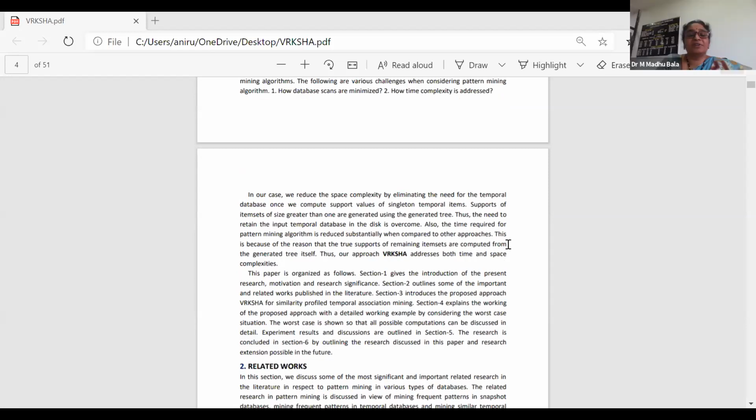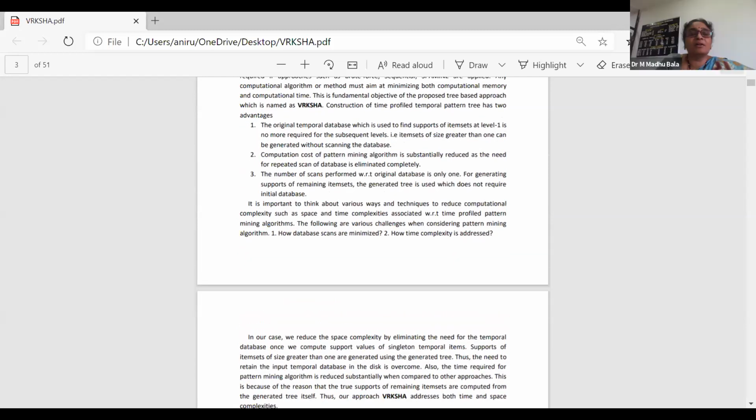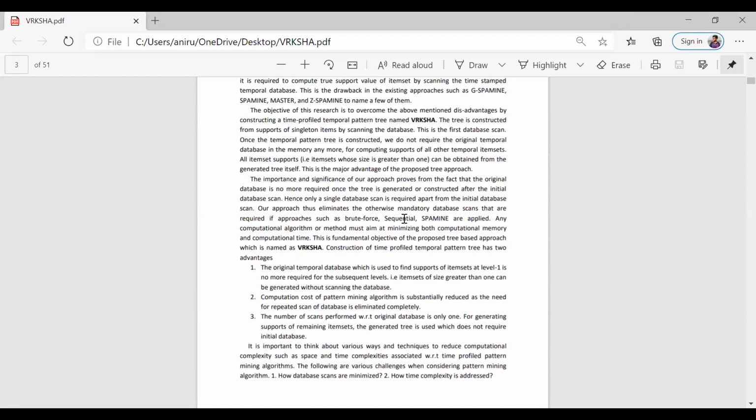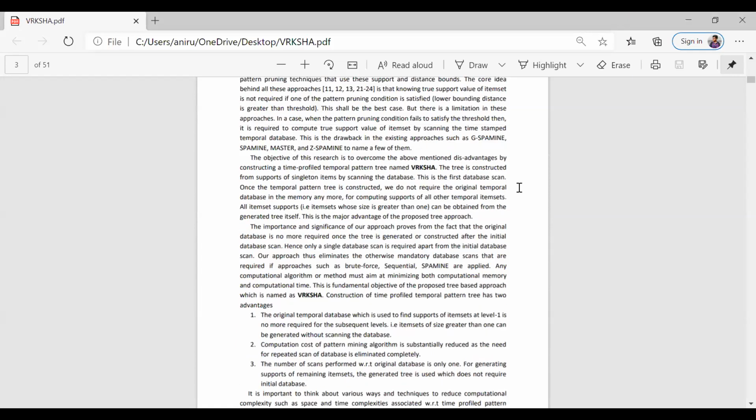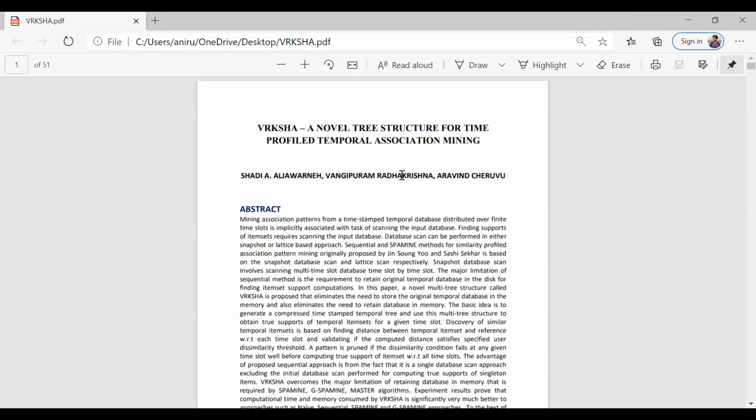What is that? Vruksham. I sent the link for that abbreviation. It is actually named from the authors. The authors are V, Radhakrishnan. Okay. So it's VRK and Sham.